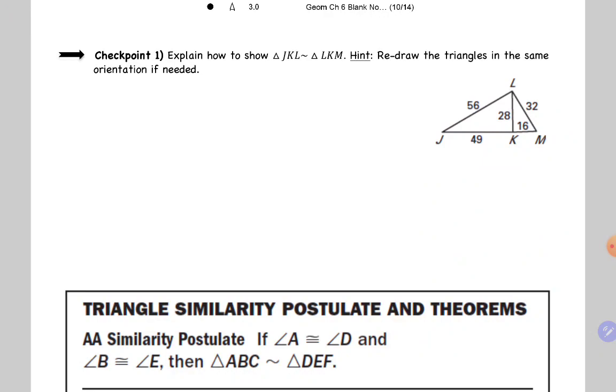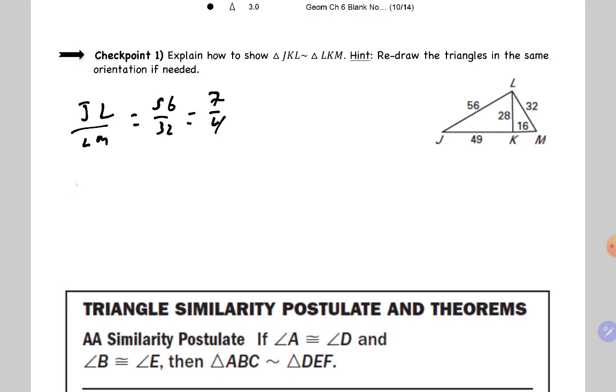Alright, so we want to know that if the left triangle is similar to the right triangle, how do we show that? This one, we would have to show that all three sides are proportional. So JL over LM. JL is the long side of the left triangle. The long side of the right triangle is LM. So that is 56 over 32, which reduces down to 7 over 4.